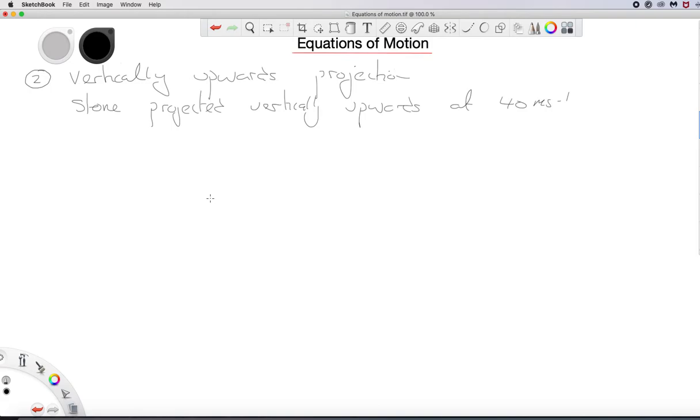So again, gravity is minus 9.81 meters per second squared. Why is it minus? Because as it goes up, it slows down. We're taking up as positive here.